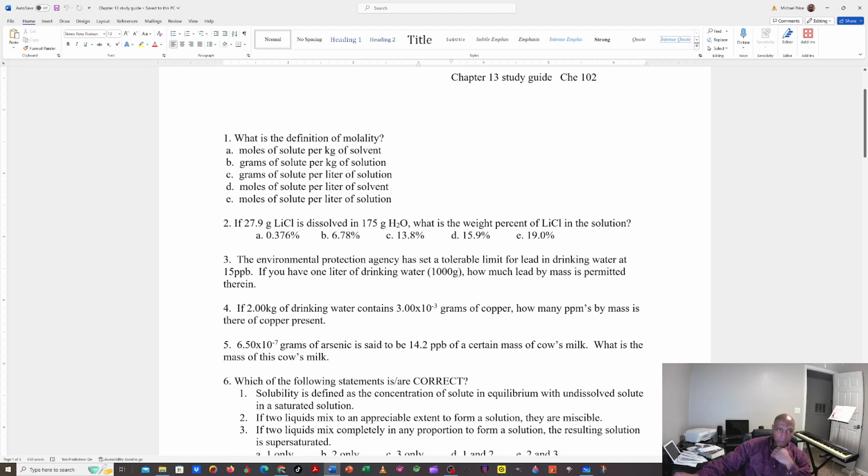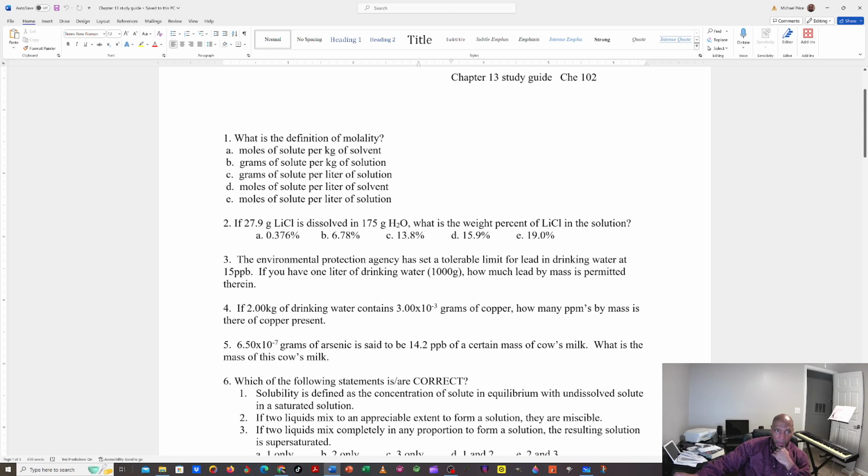Number two says, if 27.9 grams of lithium chloride is dissolved in 175 grams of H2O, what is the weight percent of lithium chloride in the solution? All right, so we want to find the weight percent. Now, you remember I said instead of saying percent, you can say parts per 100. Percent is parts per 100, and we're going to work a parts per billion problem, and you might have a parts per million or even a parts per trillion problem on your exam. So percentage problems, even though you had this in high school, is going to help.